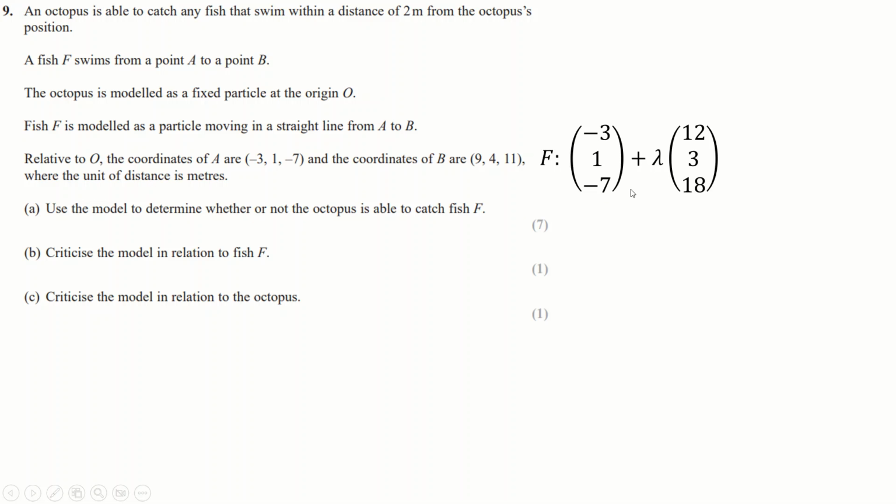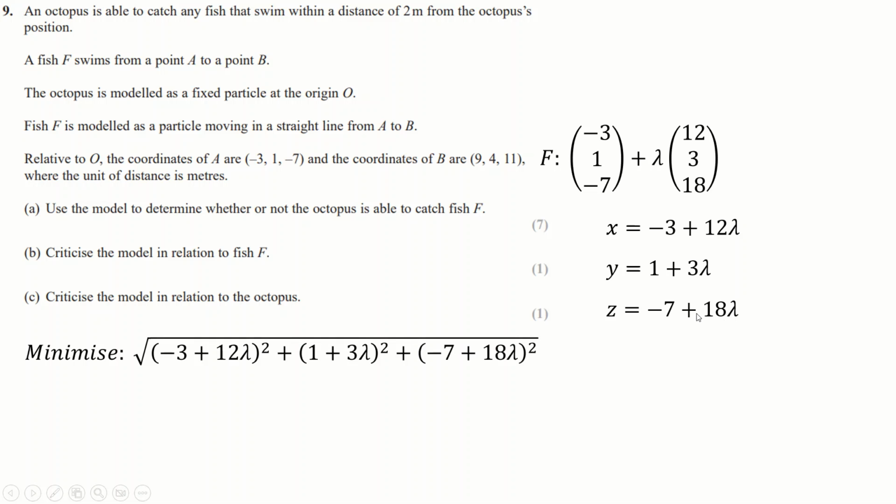Anyway, now we need to find how close that line gets to the origin, is the question. There are lots of ways to do this. The way that I chose to do it was I just wrote this as its x-coordinate is minus 3 plus 12 lambda, its y-coordinate is 1 plus 3 lambda, and its z-coordinate is minus 7 plus 18 lambda. All I said was the distance from the origin to this point is just Pythagoras. It's just the root of this thing squared plus this thing squared plus this thing squared, and I just aimed to minimize that. I just wanted to know when is that at the minimum, right?